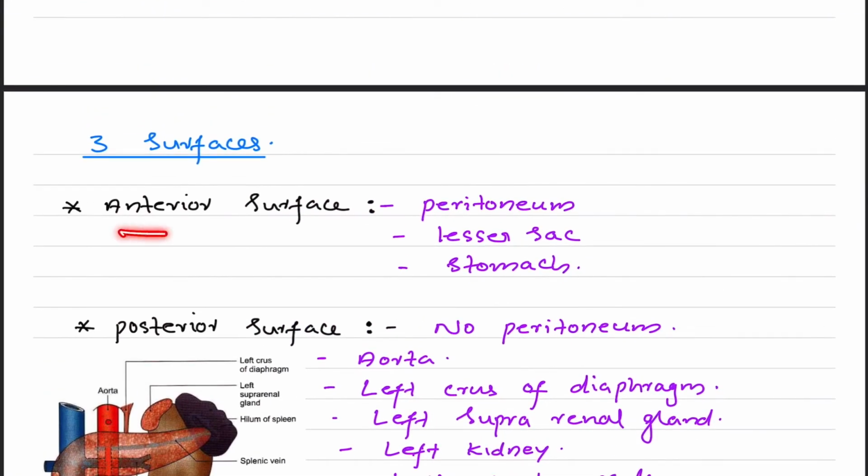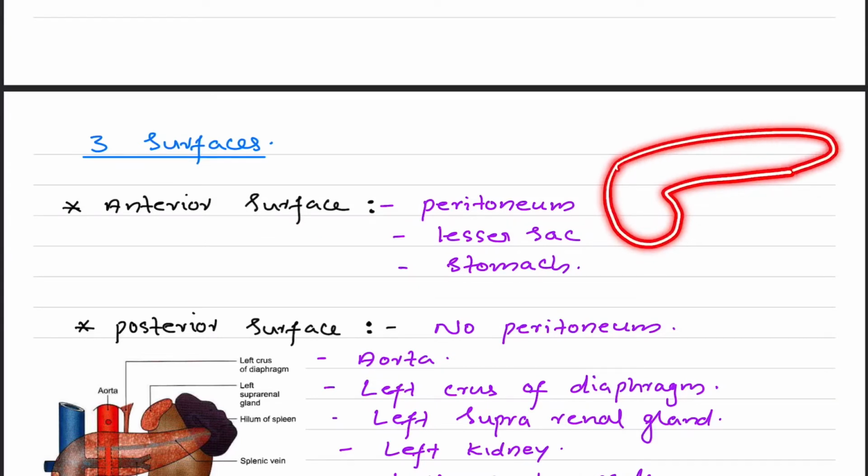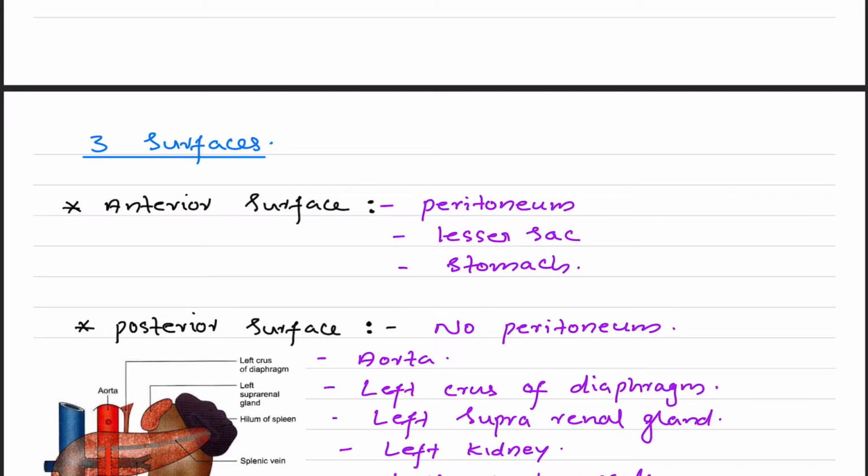First we will discuss the anterior surface. If this is the pancreas, what is present in front of the pancreas? We have the stomach, but between the stomach and pancreas what do we have? It is the lesser sac. So the lesser sac is created by peritoneum. Okay, so in the anterior surface we have peritoneum, lesser sac and stomach.